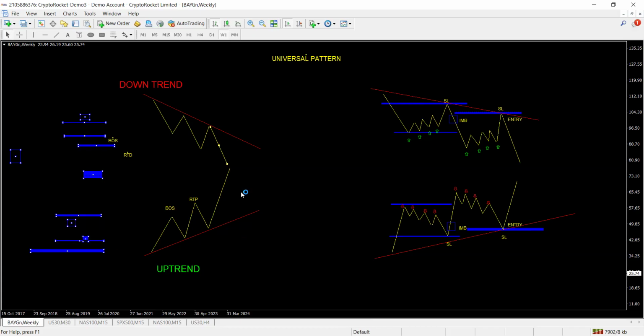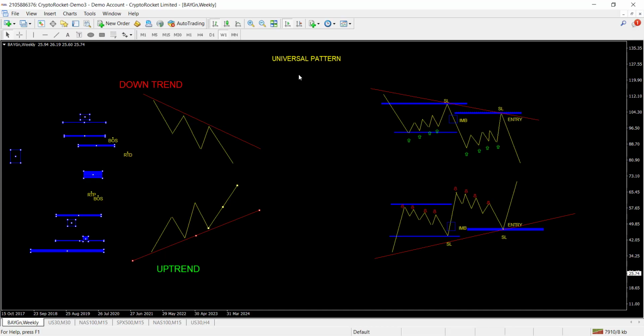All right. So if you have been trading, I'm pretty sure you understand what a downtrend is. The downtrend is when the market makes lower lows, lower highs, lower lows, lower highs, and lower lows, right? And if you know what an uptrend is, you know the market makes higher highs, higher lows, higher highs, higher lows, and higher highs.